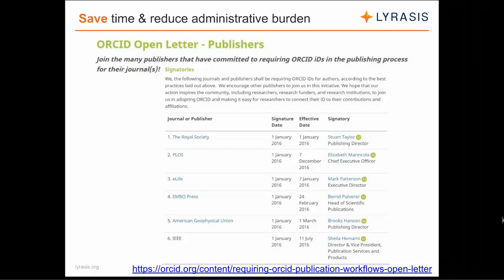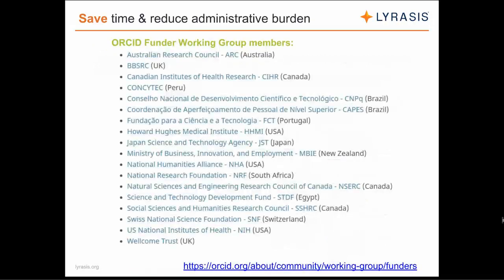in their submission process. What you're seeing here is a screenshot of the top part of an open letter that over 60 publishers have signed, confirming that they are committed to ultimately requiring ORCID IDs in their workflows. So ORCID can not only benefit research institutions, but publishers are benefiting as well. And also funders, another big stakeholder in the ORCID ecosystem.